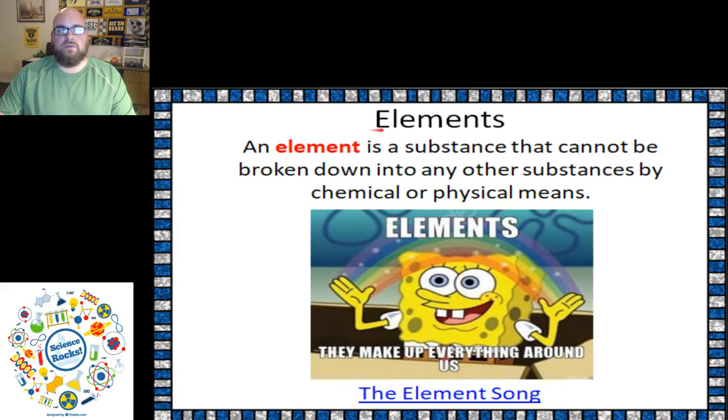The first is, of course, what we've been talking about and had a test over last week, which is elements. An element is a substance that cannot be broken down into any other substances by either chemical or physical means. Pretty simple.